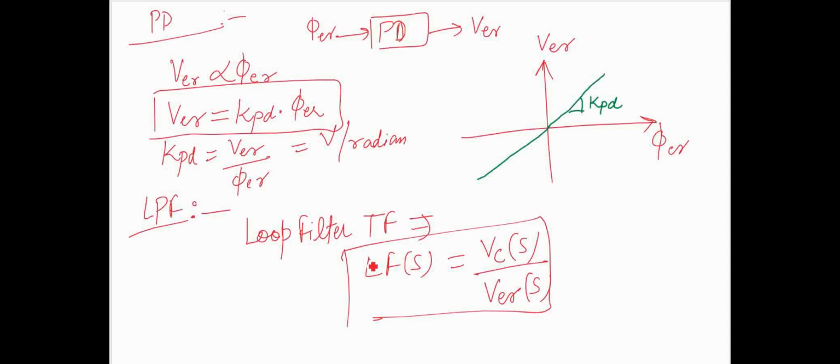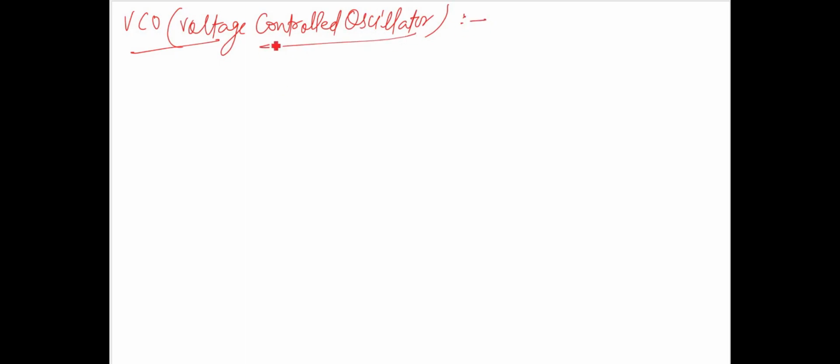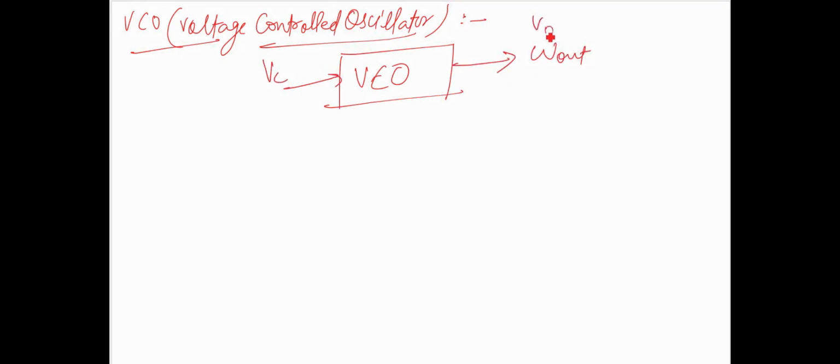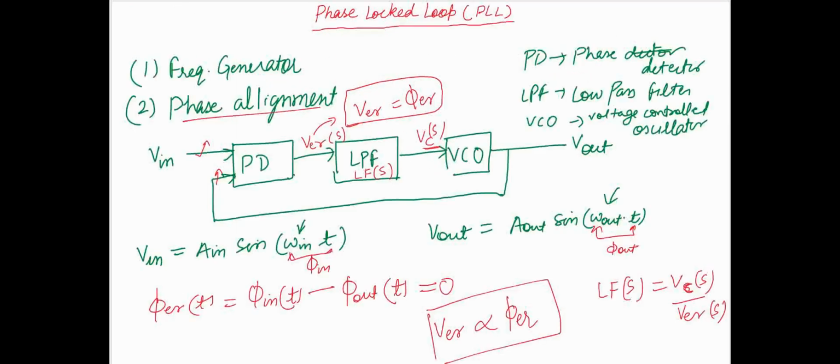Now the remaining block is the VCO. VCO is voltage controlled oscillator. It is getting the input VC and giving output V out, which contains omega out frequency. You can see here that VC(s) is the input of the VCO, and you are getting V out, which has omega out frequency.